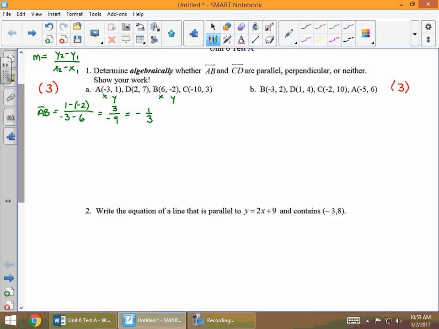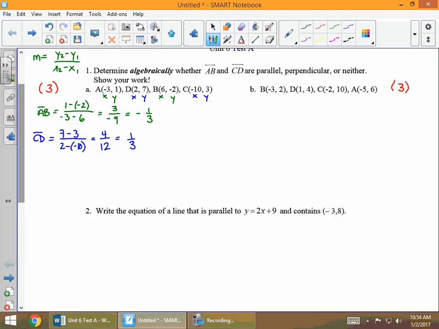All right, and I'll switch colors. Now I'm going to do CD. Do the same thing for CD. So for C, here's my x and my y. For D, here's my x and my y. So I want to subtract my y's first. So from left to right, my y's are 7 minus 3. And my x's go on the bottom. So that's 2 minus -10. So 7 minus 3 is 4. 2 minus -10 is 2 plus 10, which is 12, and that reduces to 1/3.